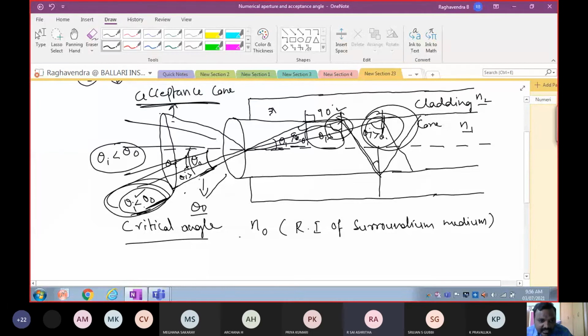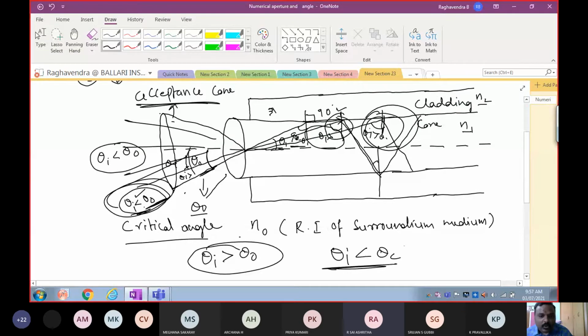But if a ray falls outside the acceptance cone, the angle of incidence is greater than the acceptance angle. So if it is greater than the acceptance angle, then inside the core it will become less than the critical angle. Therefore, it will not undergo total internal reflection. Understood now? Okay, sir. Understood, sir.